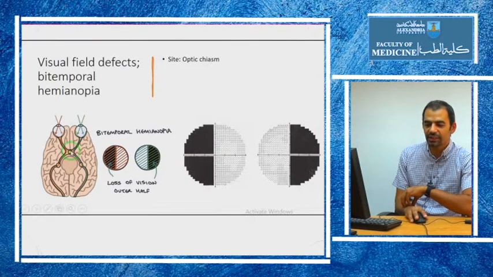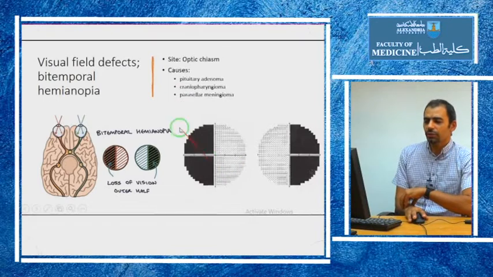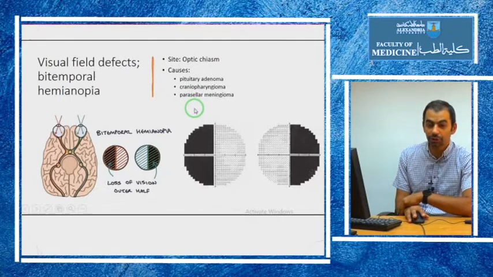Usually this indicates a lesion at the area of the optic chiasm, which characteristically compresses the nasal fibers from both eyes. Those nasal fibers are responsible for seeing the temporal parts of the field. So those patients will present with loss of the field of the temporal side in both eyes, while they can see the nasal part clearly. So the site is the optic chiasm, and the causes will include pituitary adenoma, craniopharyngioma, and parasellar meningioma.